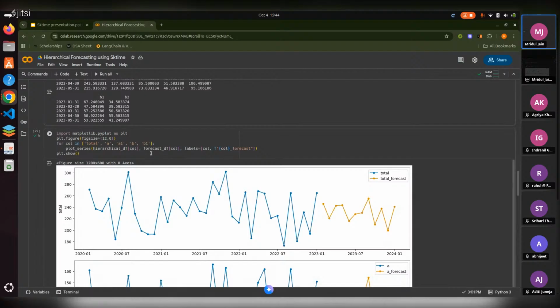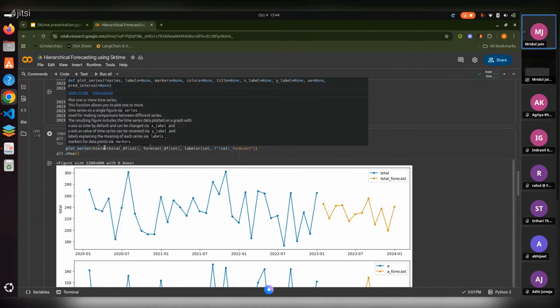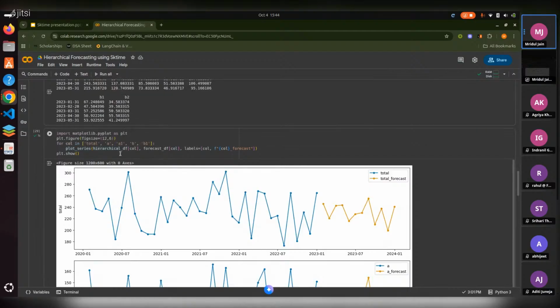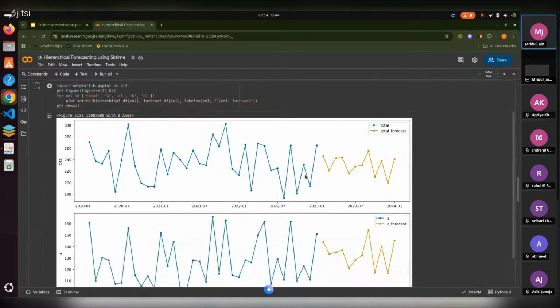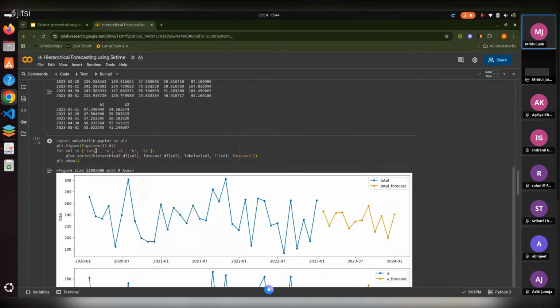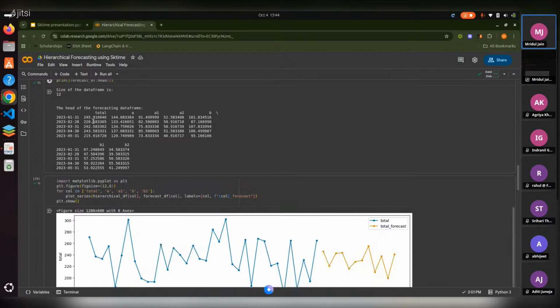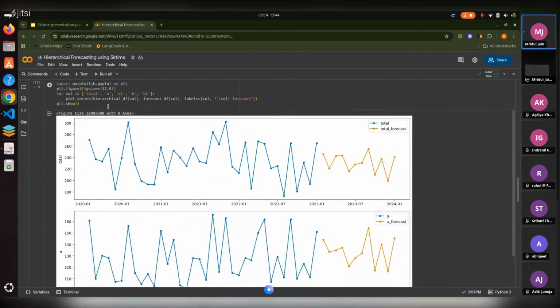visualization part, in which we're simply using this plot series method, where we want to plot the hierarchical data frame of the specific column, and then correspondingly the forecasting data frame of that specific column. So we can see the difference between the hierarchical values and the forecasting values of every column which we have in the data frame. Like, the columns would be total, a1, a2, b1, b2, right? And it's simply the visualization part.